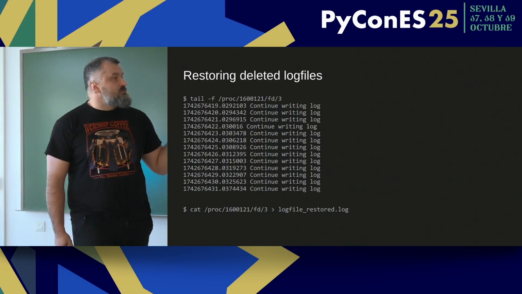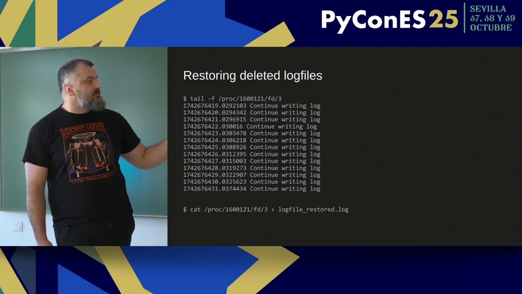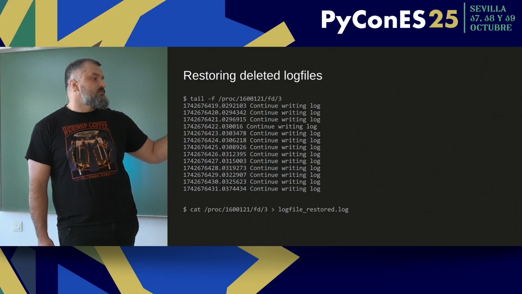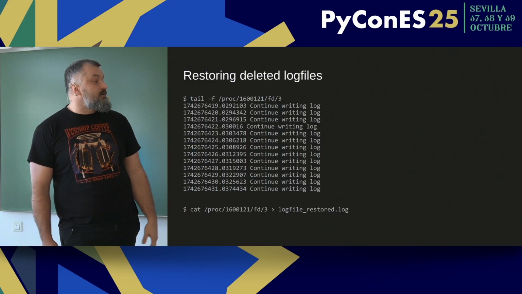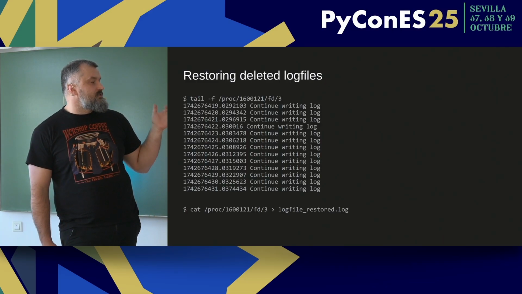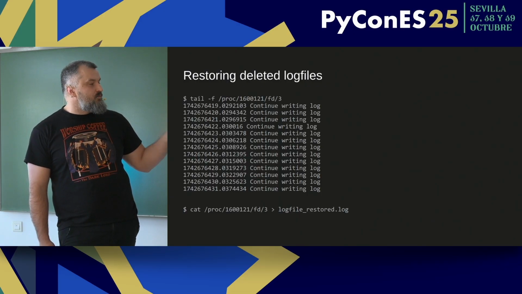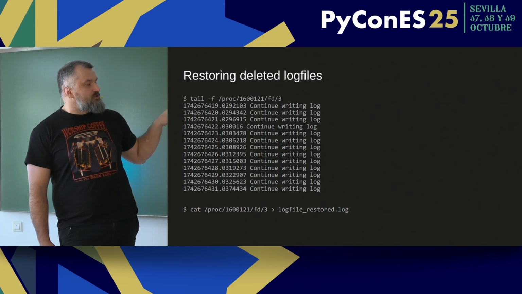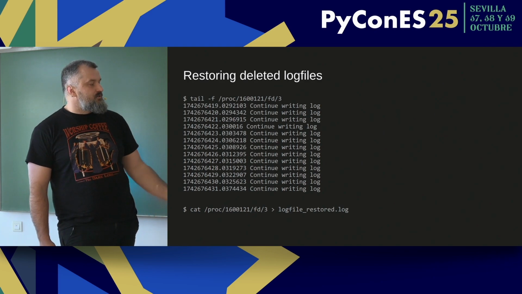So you can use tail to see what's being written to the log file in real time, or you can use a utility like cat to make a copy of everything that is there. An important note: this is a symbolic link. So things like copying this symbolic link or moving this symbolic link won't work. You have to use something like cat, which actually reads the whole content of this file descriptor and stores it somewhere else.